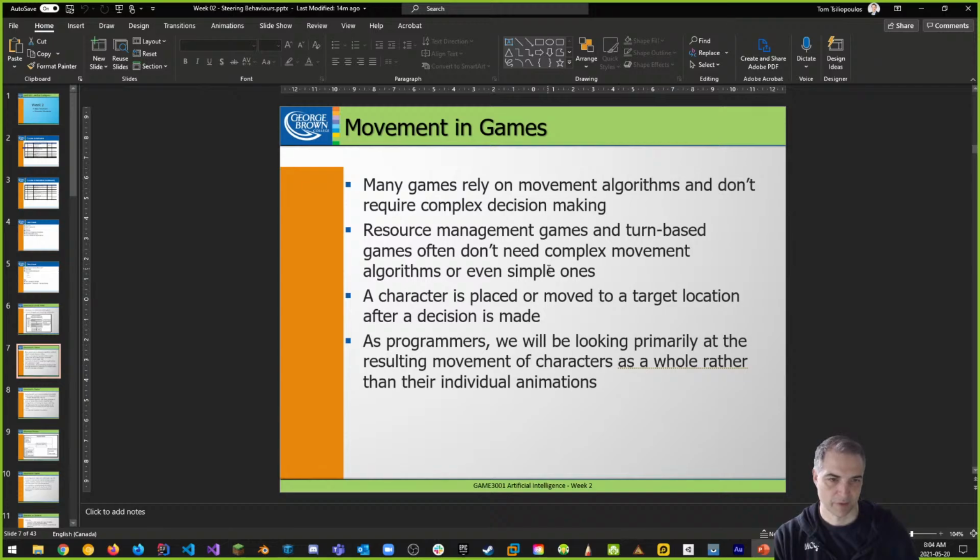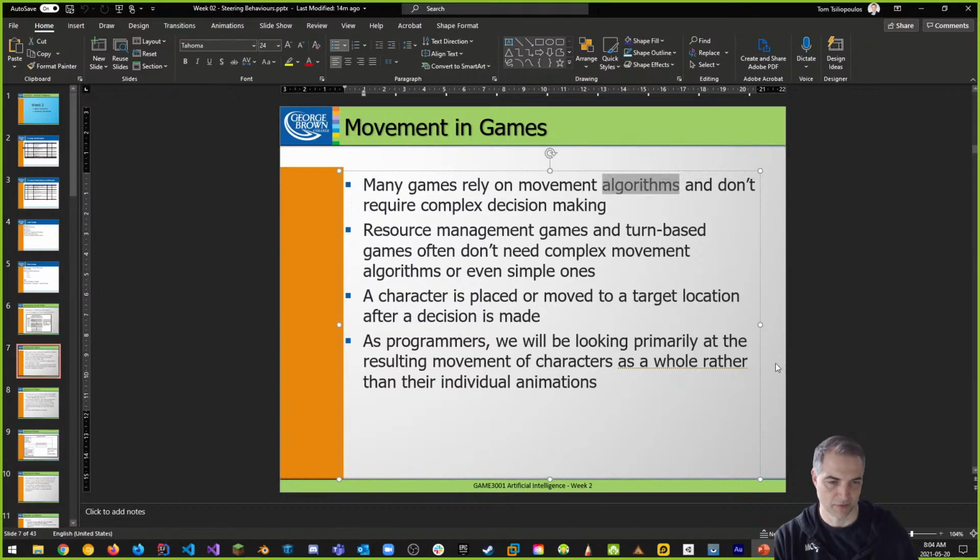So let's talk about that. Really, we use some kind of movement algorithm. And we talked about what algorithms are, which is a set of instructions that usually are replicable or reusable, if you will, right? We usually put them inside of a function, and it doesn't really require decision-making at all, right? It's just moving an object.